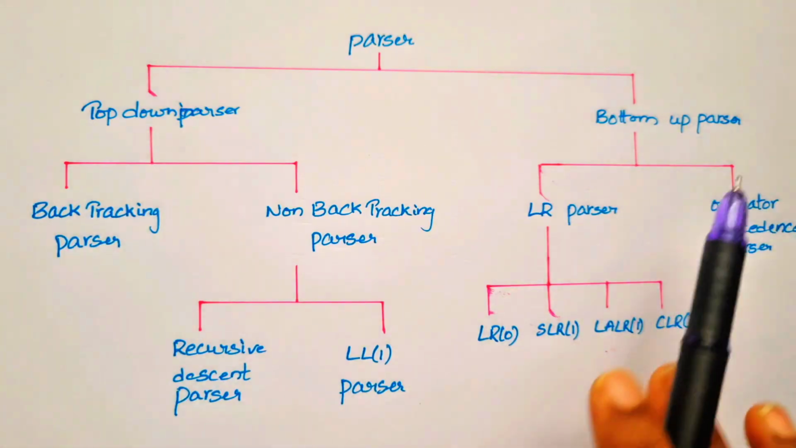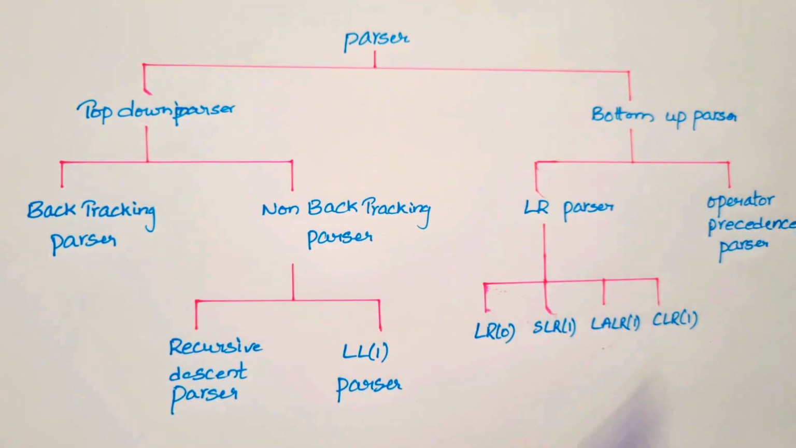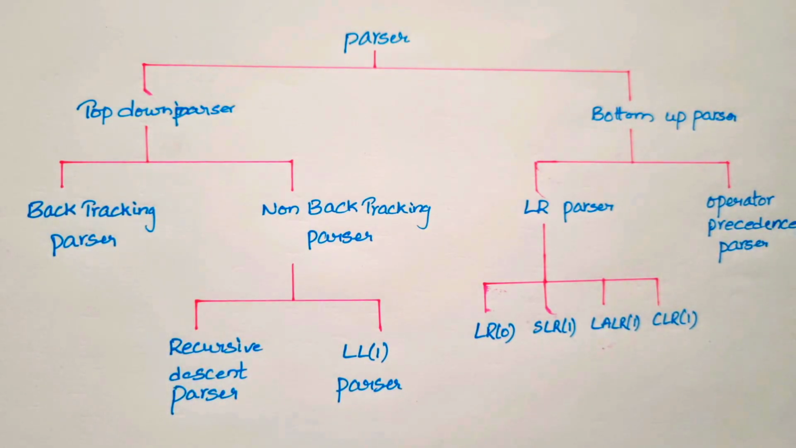Coming to bottom-up parsers, these parsers start from the input string and gradually reduce it to the start symbol. They construct the parse tree from leaves towards the root. There are again two types in bottom-up parsers. Coming to operator precedence parser, this parser uses precedence relations between operators to determine the order of parsing operations. It is suitable only for arithmetic expressions involving operators such as addition, subtraction, multiplication and division.